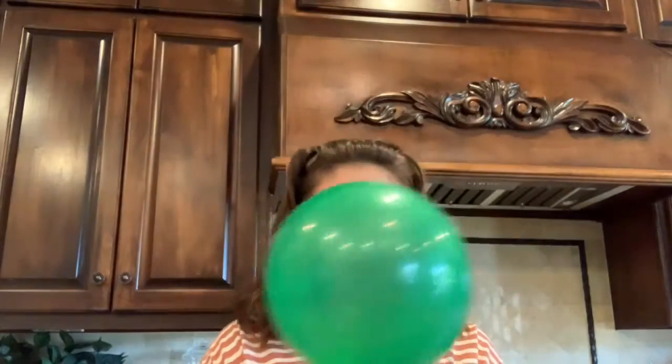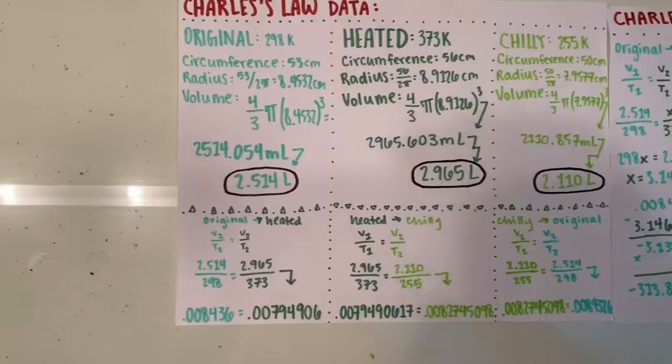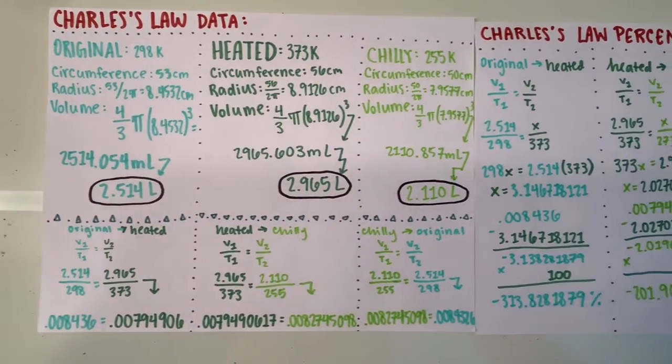After you take your balloon out of your freezer, measure the circumference of the balloon again. It should not only be smaller than when you heated it, but it should be smaller than the original circumference. I got 50 centimeters for the circumference of the cold balloon. These are my calculations and my percent error.